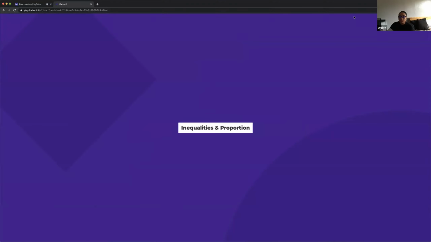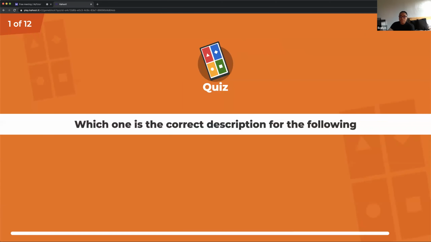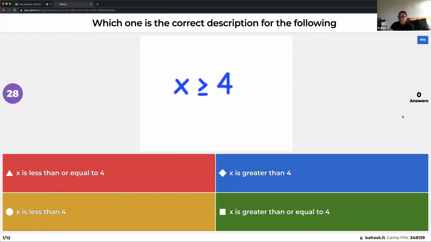Right, so inequalities and proportion. Right, which one is the correct description for the following? How do we describe that inequality?